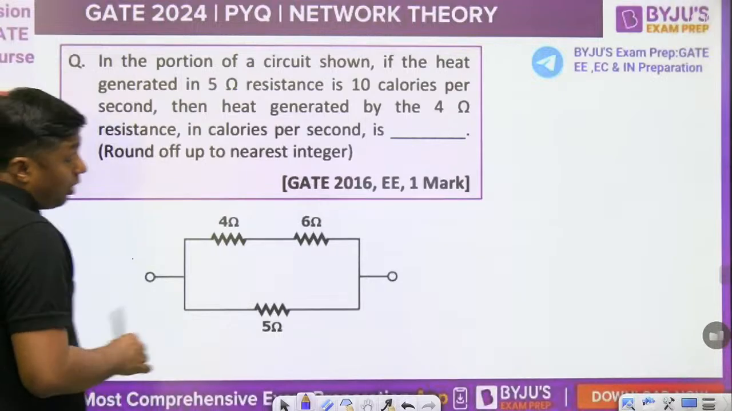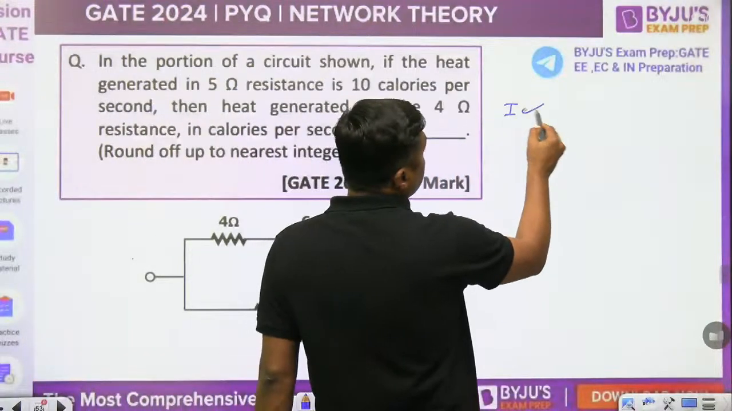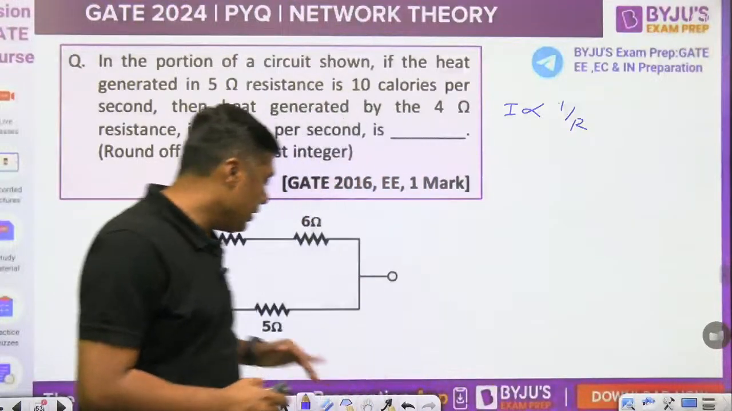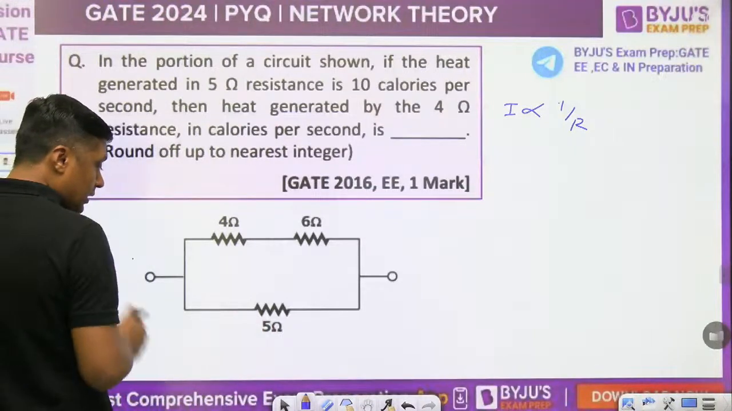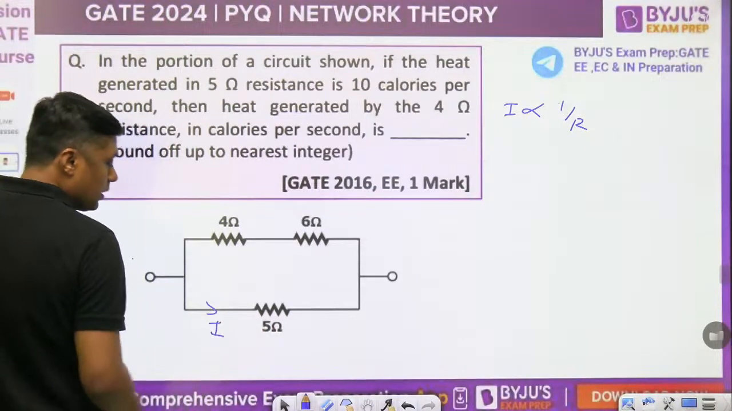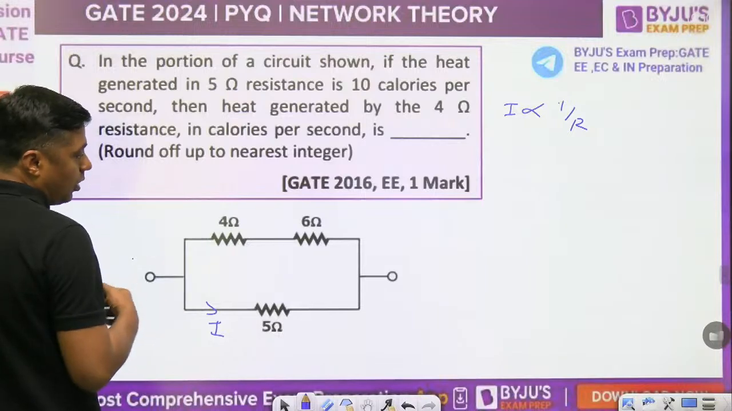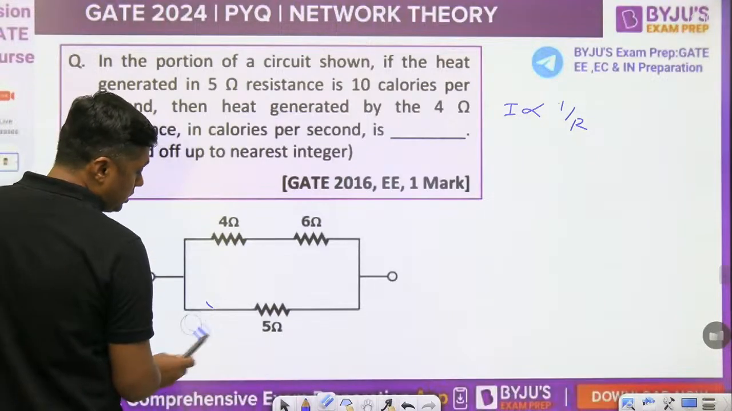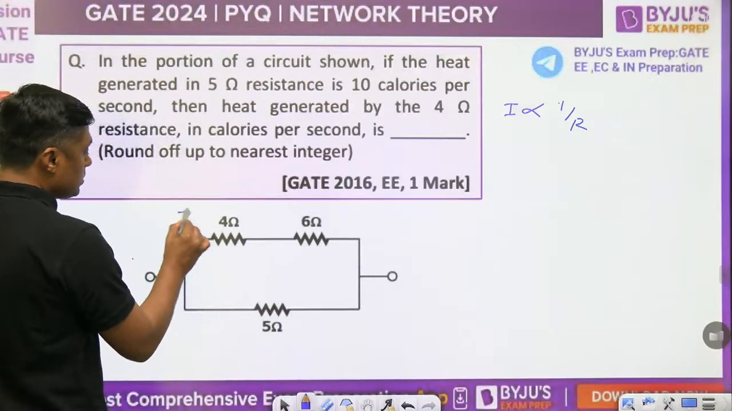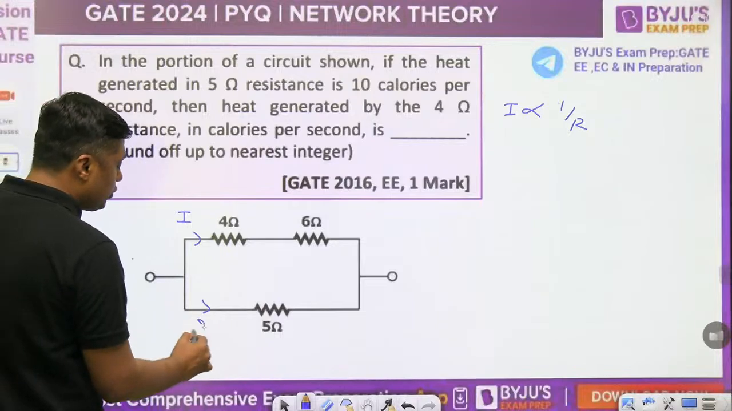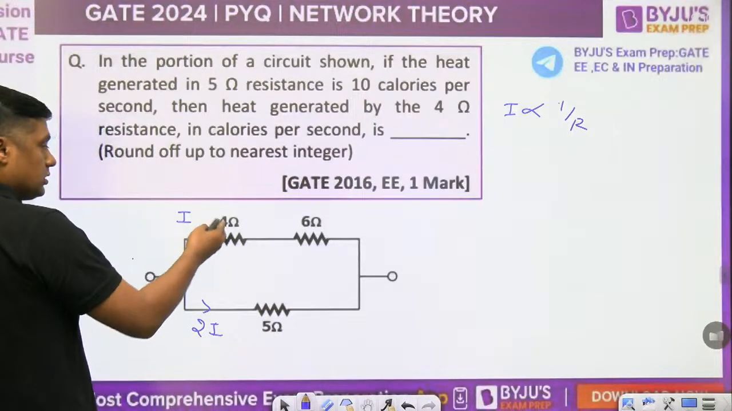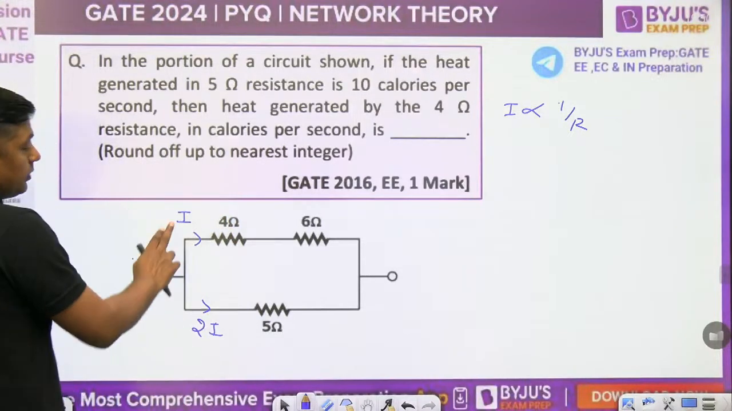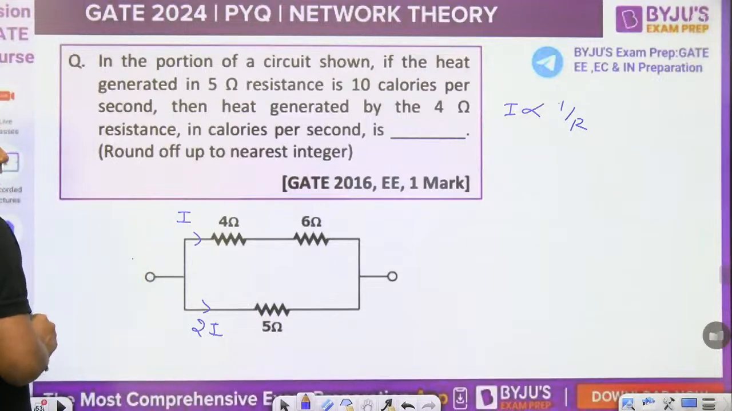And remember, current is inversely proportional to R. The more the resistance, the less the current. So here, if you assume this is I, then it will become I by 2. Or if suppose you assume here it is I, then here it will become 2I, because resistance half, current double. Suppose you assume I here, then the current here is 2I, because resistor double, current half. So this is the case, resistor half, current double. I, 2I, because these are connected in parallel.